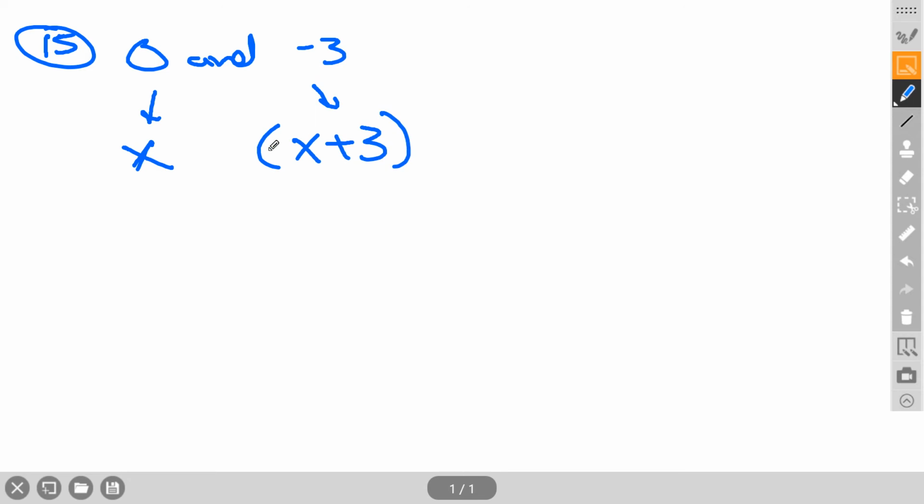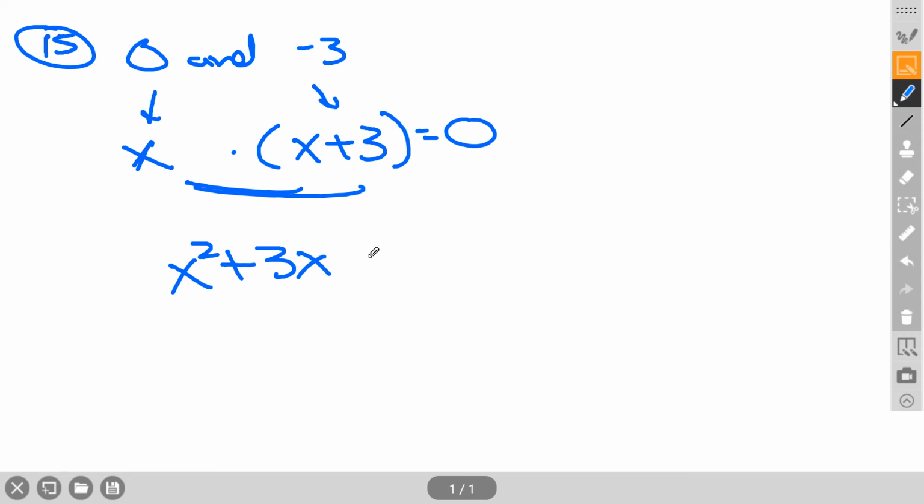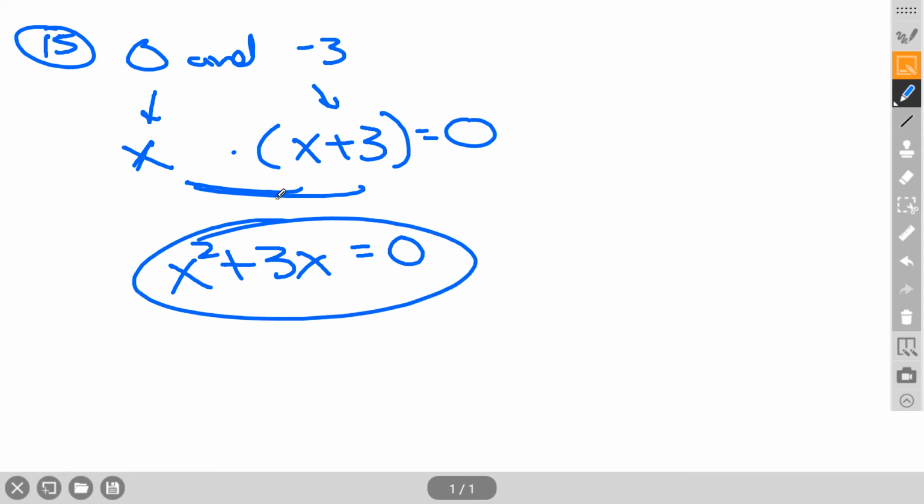Alright, 15. Write a quadratic equation in standard form that has the roots 0 and negative 3. So each one of these provides me with a factor. This provides me with the factor x, and this provides me with the factor x plus 3. And these two multiplied together should be 0, since these are the zeros. To get this into standard form, I just need to distribute. So I have x squared plus 3x is equal to 0. And that is my equation in standard form that has the solutions, or the roots, 0 and negative 3.